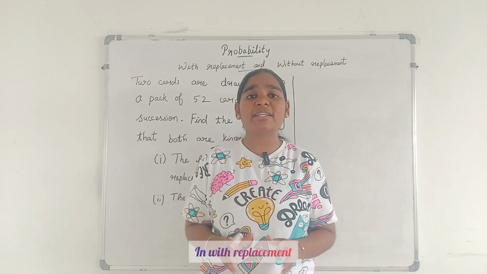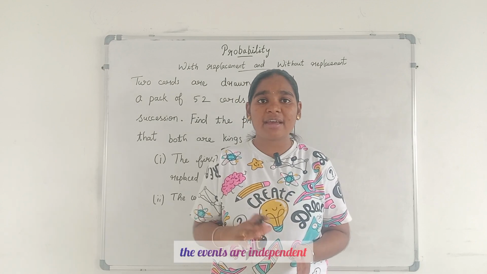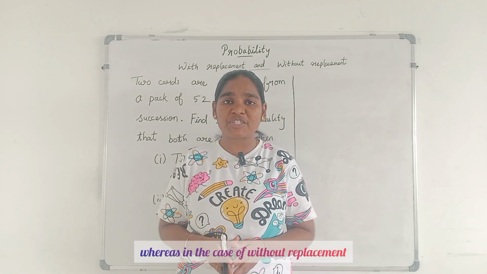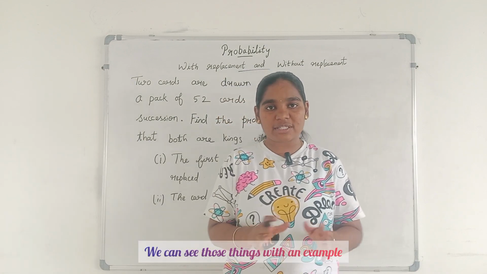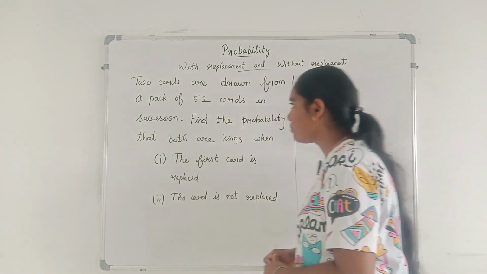In with replacement, the events are independent, whereas in the case of without replacement, the events are dependent on one another. We can see those things with an example.